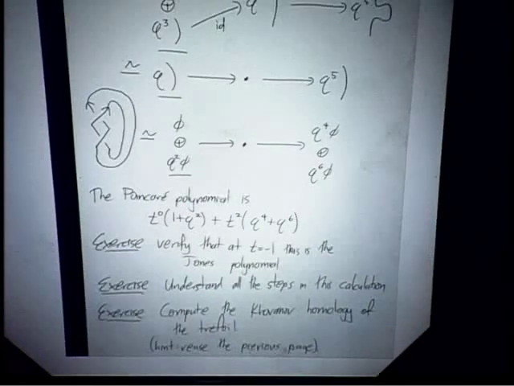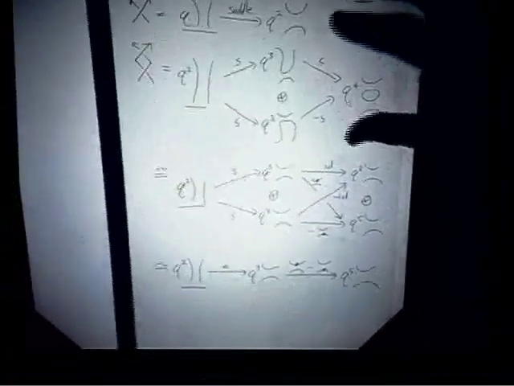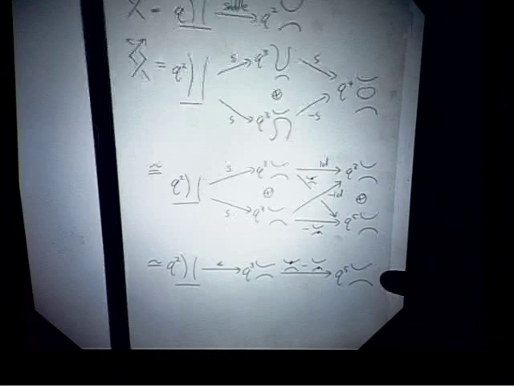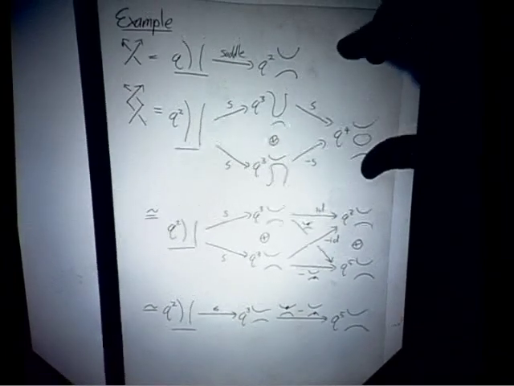Okay, so there are three little exercises that you could enjoy doing. Verify that at t equals 1, that polynomial is the Jones polynomial. Go back and understand all the steps in this calculation. It's in the lecture notes from yesterday. And then go one step further and compute the Khovanov homology of the trefoil. And of course, you should start with this simplified complex for the two crossings, add another crossing to that and simplify again. Okay, that ends that example.